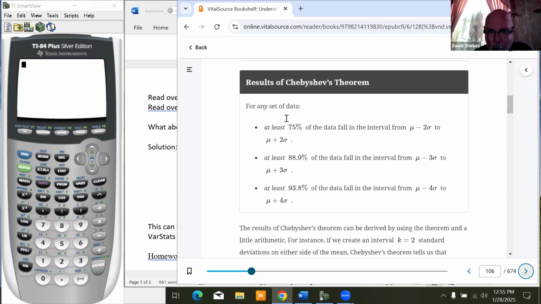For any set of data, at least, that means it's that or more, at least 75% of the data fall in the interval from mu minus 2 sigma to mu plus 2 sigma, plus or minus 2 standard deviations of the mean. At least 88.9% of the data fall in the interval from mu minus 3 sigma to mu plus 3 sigma, plus and minus 3 standard deviations of the mean. And then at least, again, that means it could be more, 93.8% of the data fall in the interval from mu minus 4 standard deviations to mu plus 4 standard deviations.